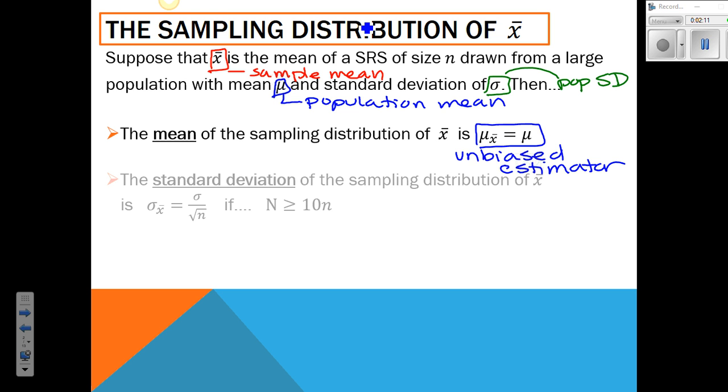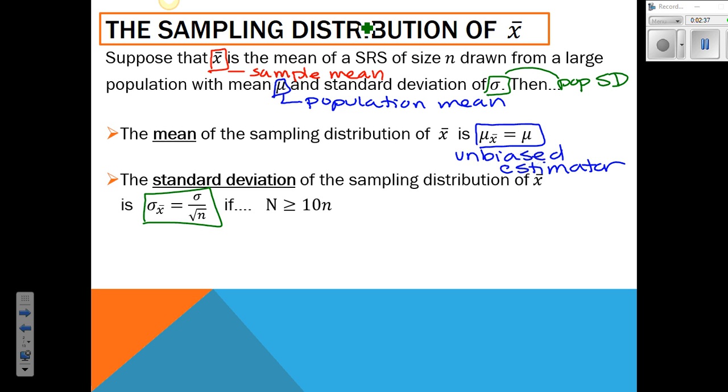Excellent. So then for the standard deviation of the sampling distribution of X bar, we have sigma sub X bar, and that's going to be equal to sigma over the square root of n. All right, you guys probably remember that from the video. Remember she told you about that? The relationship between the population standard deviation and the sample size. So sigma sub X bar is equal to sigma over the square root of n.